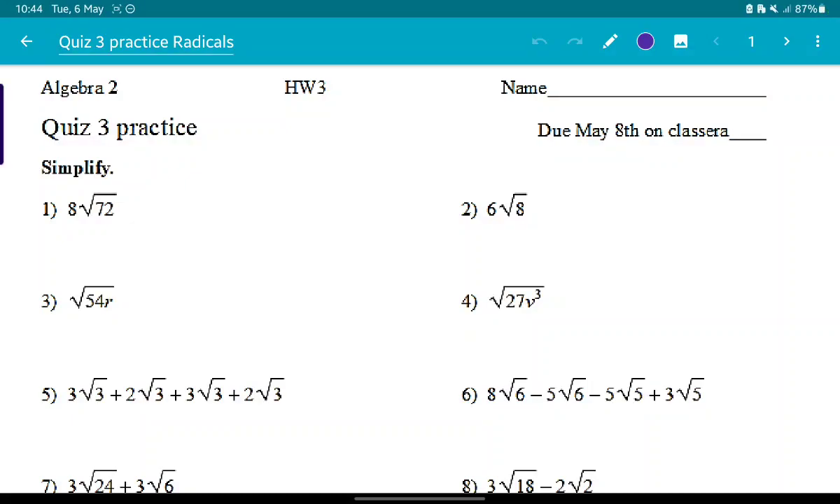Today we will cover radicals, and we will cover the two lessons that will be in the next quiz. First, we need to remember the square numbers or the cube numbers.